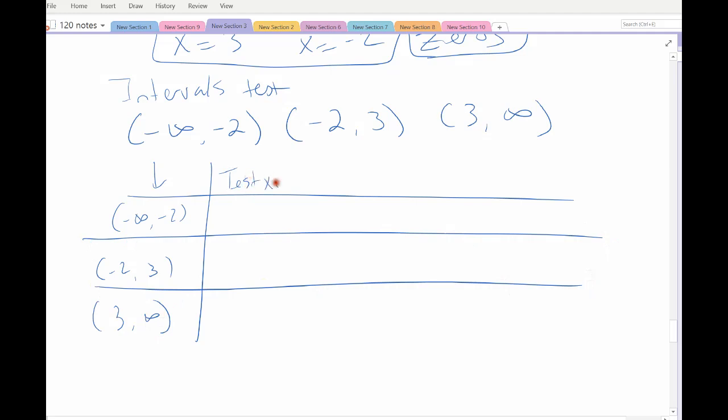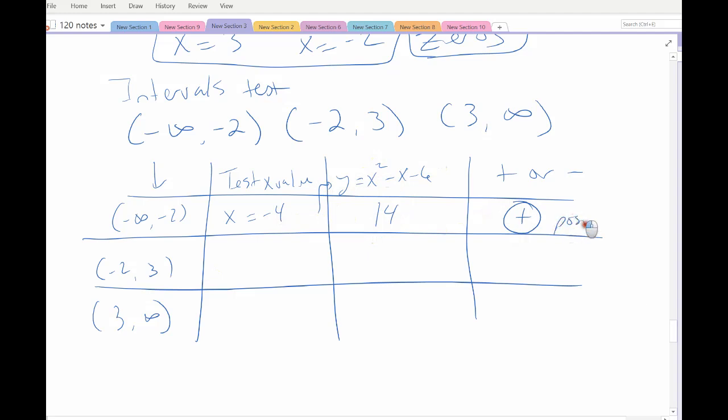Alright, test x value, the y value that went with my function, so x squared minus x minus 6, plugging it in there, and then whether it comes out positive or negative. So anything between negative 2 and negative infinity, I would pick negative 4, so I'm going to plug negative 4 into my quadratic, and you're going to get 16 minus a negative 4, 20, minus 6, and so 14 comes out positive. And then 0 is always a good number to pick, right? Between negative 2 and positive 3, the number 0 lands, so I plug it in, I get negative 6, so that's negative.